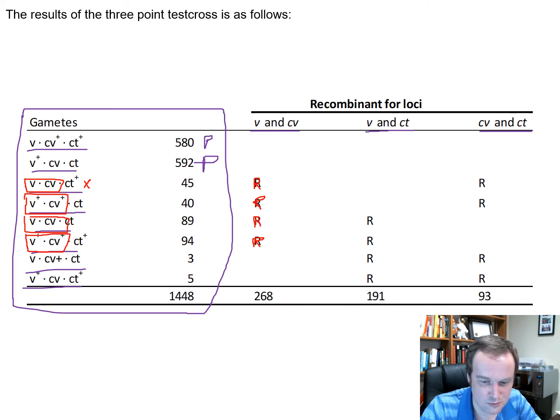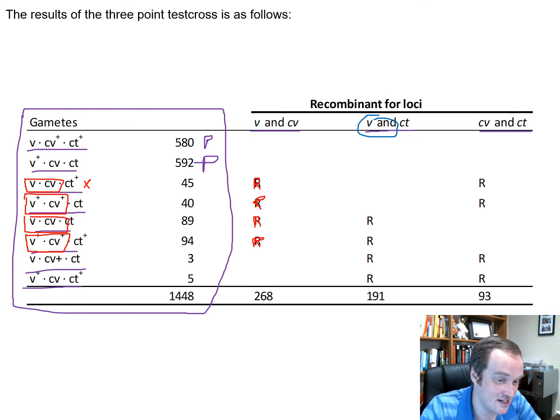Let's do light blue. All right, so we have V and CT. So we do the exact same thing. So V and CT, we have V that is mutant and CT plus, that is our wild type. And we see that that is the same as this parent. And so that means that it is not a recombinant. We move down a line and we have V plus CT, because we're doing the second line right here. So V plus and CT is in one of the parents. So therefore it is not a recombinant either.